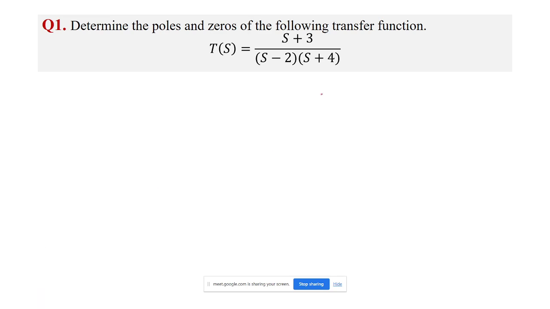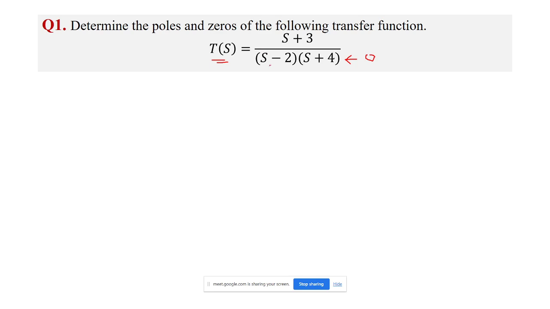I think you would have gone through sir's sessions. As we have seen there, the poles and zeros of any transfer function are the solutions of the denominator and numerator. What is the concept? The poles are the values of s for which the transfer function T of s goes to infinity. If the denominator is equal to 0, the transfer function value will definitely go to infinity.